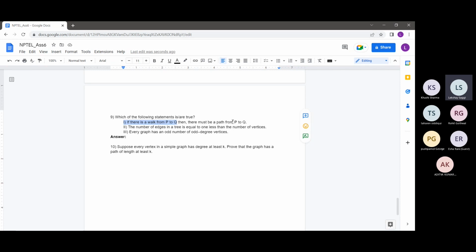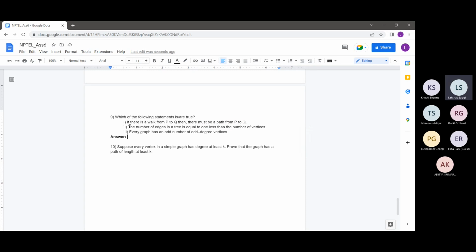If there is a walk from P to Q, what was the difference between a walk and a path? A walk can contain cycles, a path cannot contain a cycle. So basically, if there is a walk between 2 vertices, then there also is a path. So statement 1 is true.